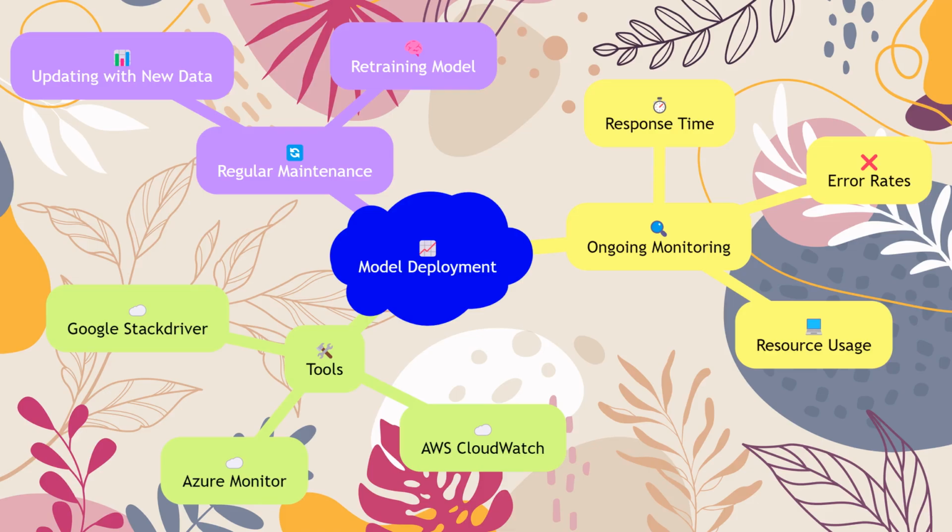Deploying a model is not a one-time task. It requires ongoing monitoring and maintenance to ensure it continues to perform well. This includes tracking metrics like response time, error rates, and resource usage. Tools like Azure Monitor, AWS CloudWatch, and Google Stackdriver can help you keep an eye on these metrics and alert you to any issues. Regular maintenance, such as updating the model with new data and retraining, is also essential to keep the model accurate and relevant.